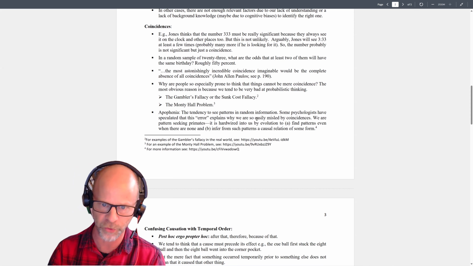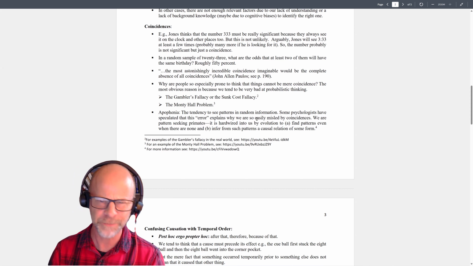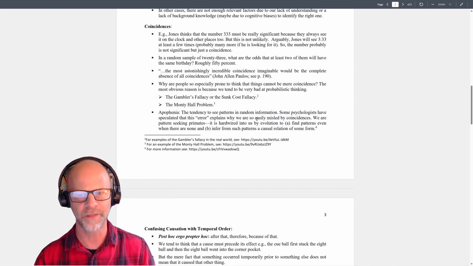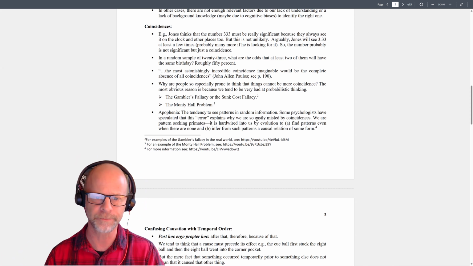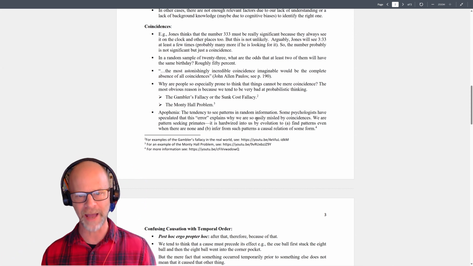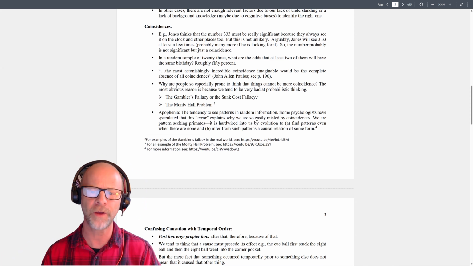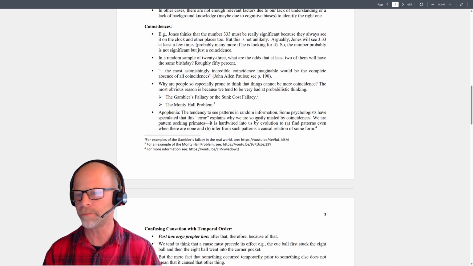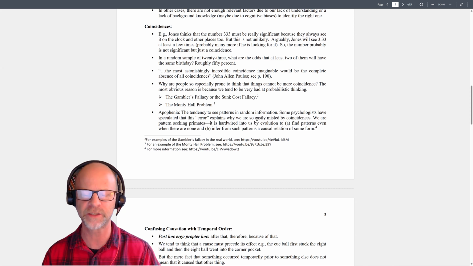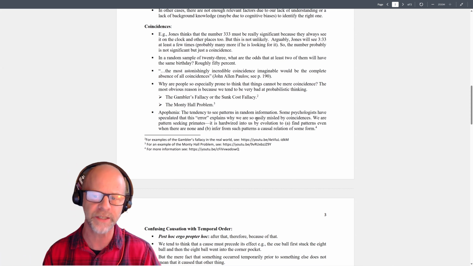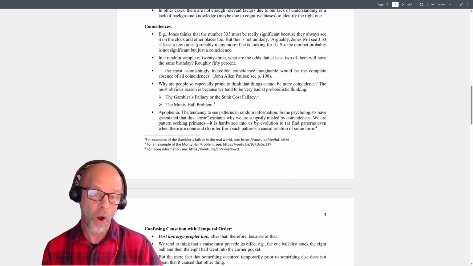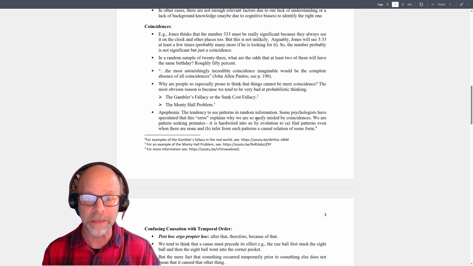So I want you to watch both of these and pay attention to them, especially as they illustrate this point about just how bad we are at probabilistic thinking. But that's not necessarily a bad thing, right? Human beings have a tendency to see patterns in random information, right? Some psychologists have actually speculated that this so-called error does a nice job of explaining why we are so misled by coincidences. In fact, we are actually pattern-seeking primates.